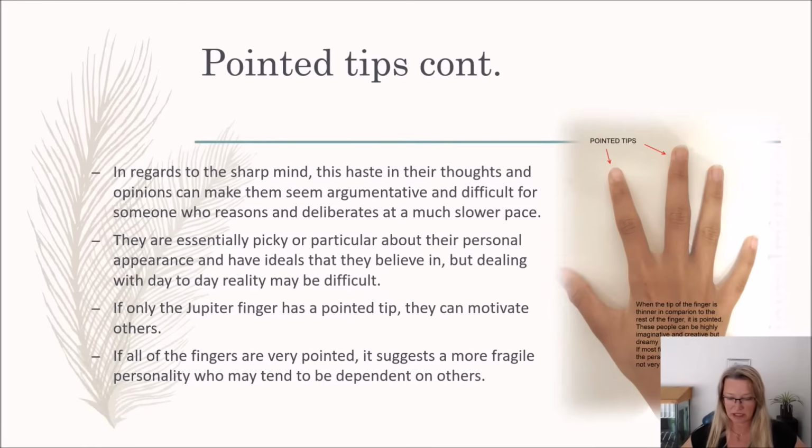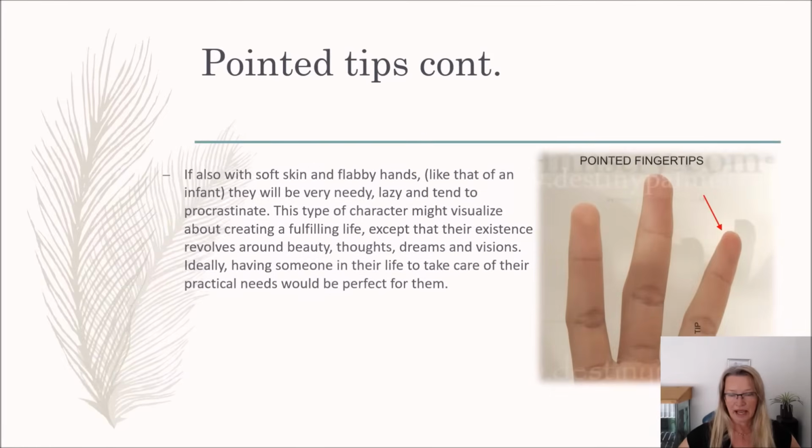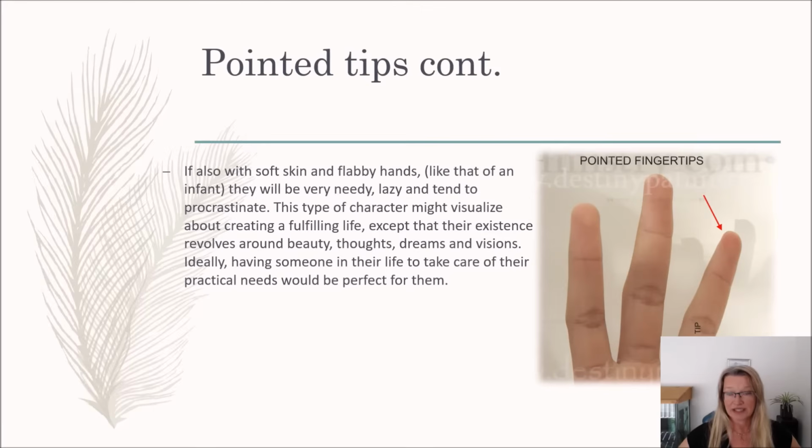And this is where the childlike quality comes into it. If the fingers, looking at it from the fingernail side, look childish, then that also shows that dependency, that the person might actually be emotionally childish as well. And we go on, with the skin texture, if it's on soft, flabby hands like that of an infant, they will be needy, lazy, and probably tend to procrastinate.